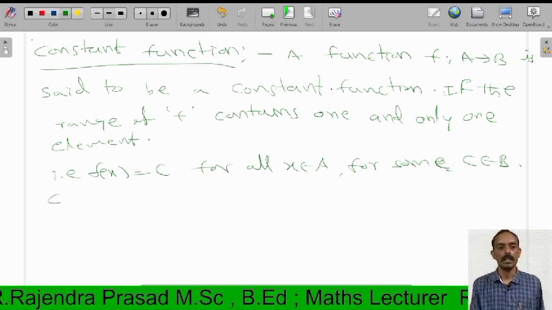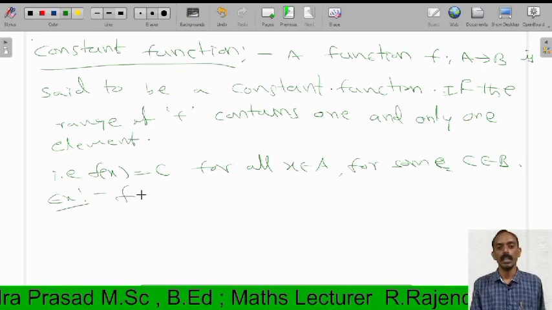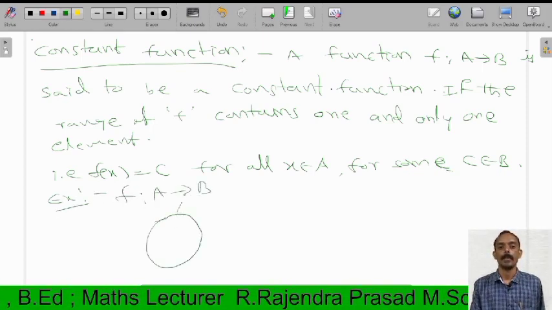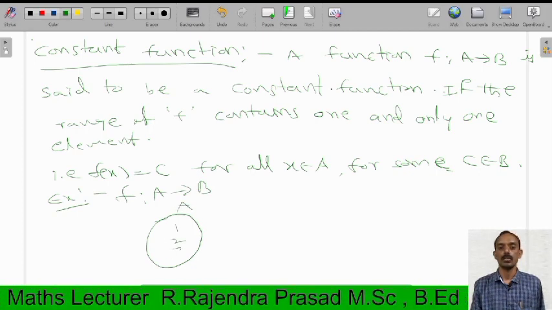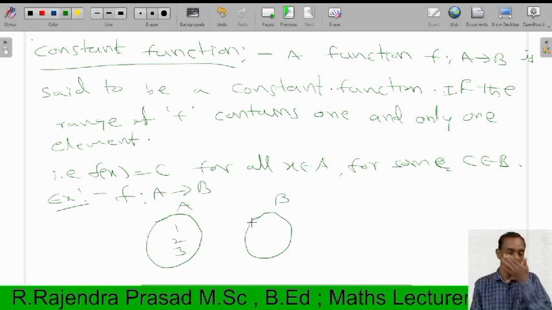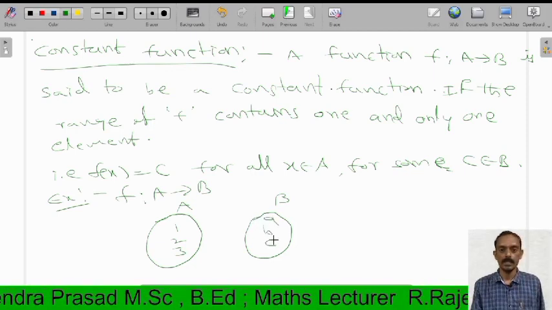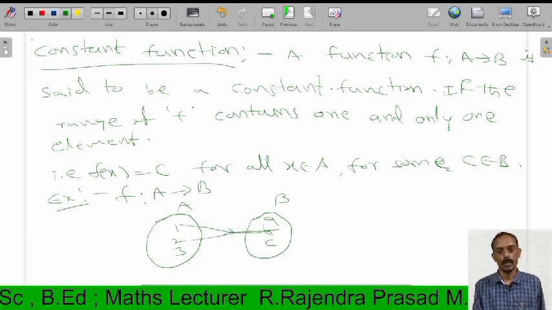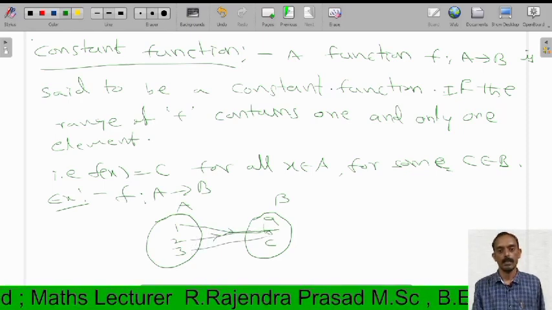Okay, for example, f from A to B. A is 1, 2, 3 and B is A, B, C. 1 image B, 2 image B, 3 image B.